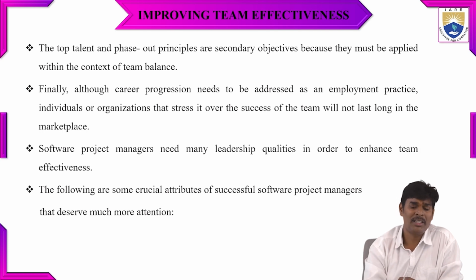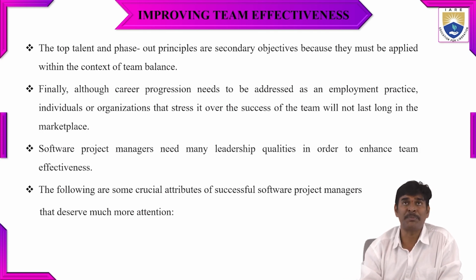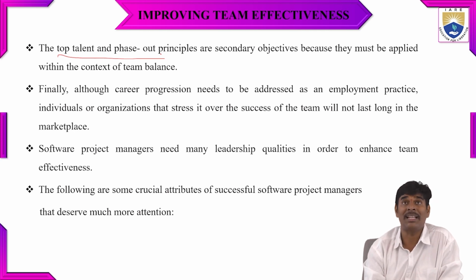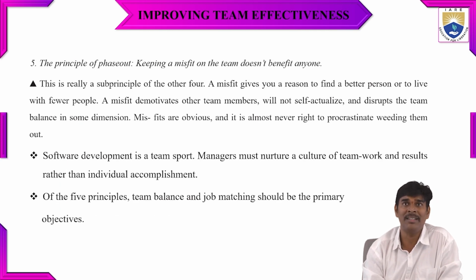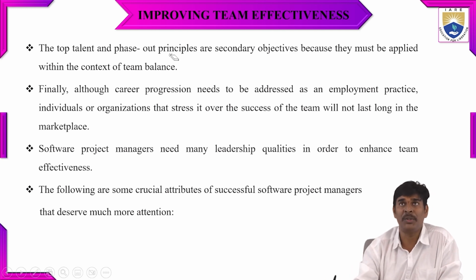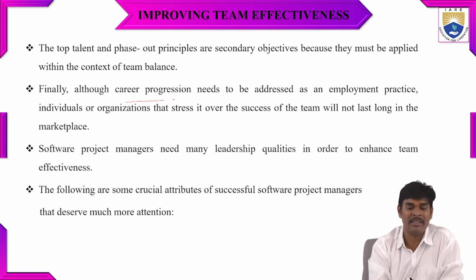Next one is the top talent and phase out principles. The top talent and phase out principles are the secondary objective. So team balance and job matching are the primary objective, whereas top talent and phase out are the second objective. It means here we need to check whether the team is balanced or not. And finally, we need to check the career progression.